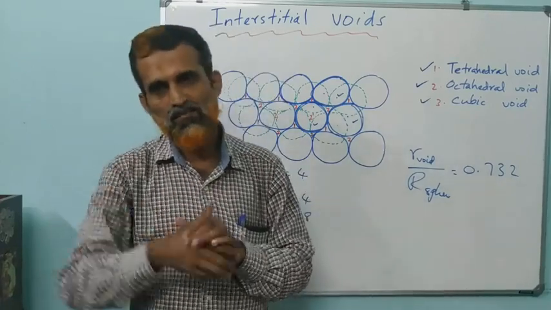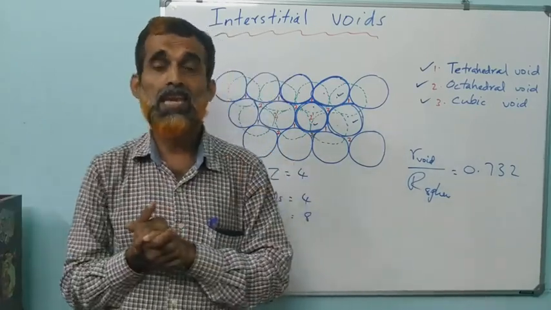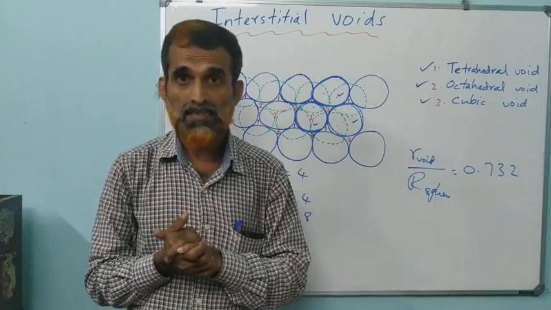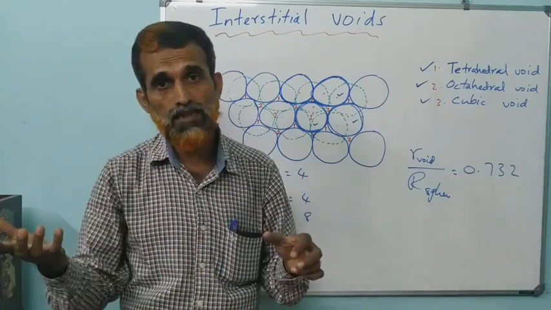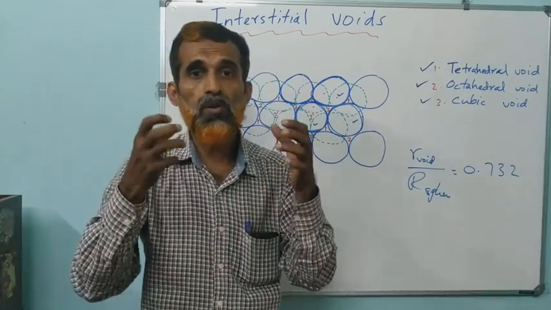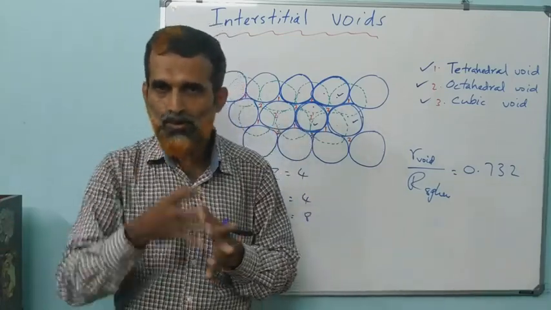In the next class, we will go to the interesting area of the structure of ionic crystals, where there are different types of particles, anions and cations with different sizes, and how we fit them in the lattice. See you in the next class.